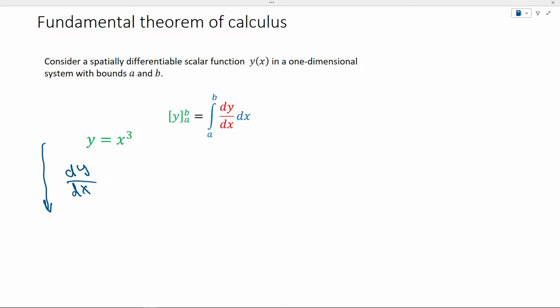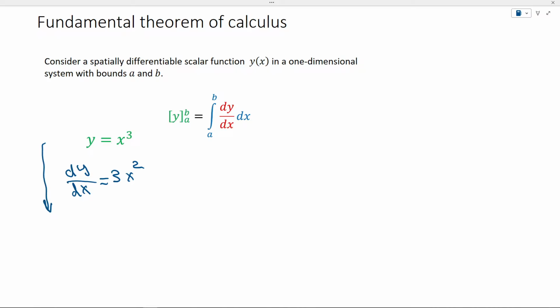Well, there is a rule for it: you bring this power down, you see this power here, you bring it to the front, and then you subtract 1 from the power. So the rule gives 3x to the power of 2. This is called the first derivative of this function, which is the rate of change of this function.